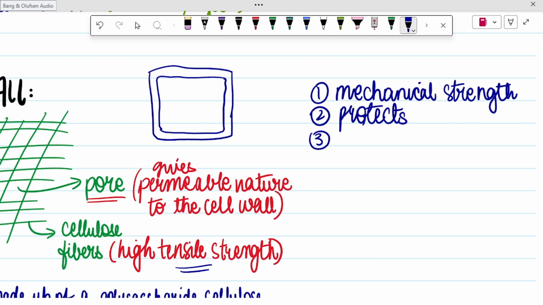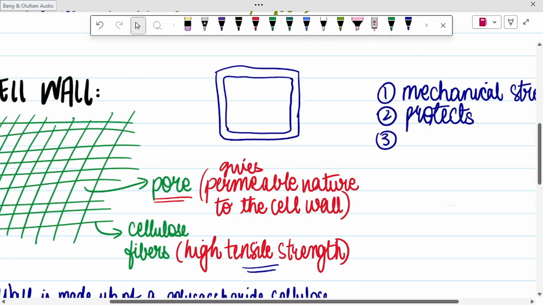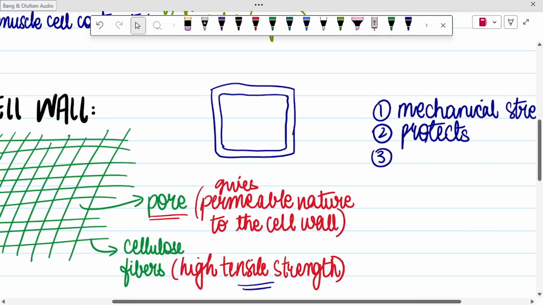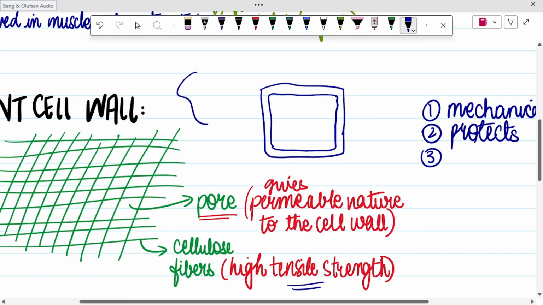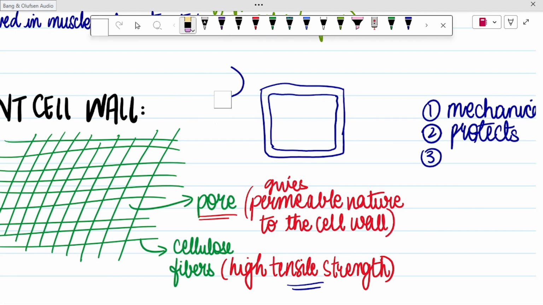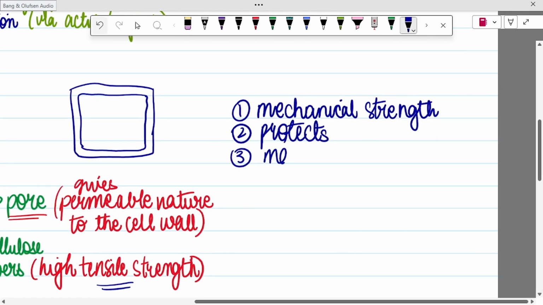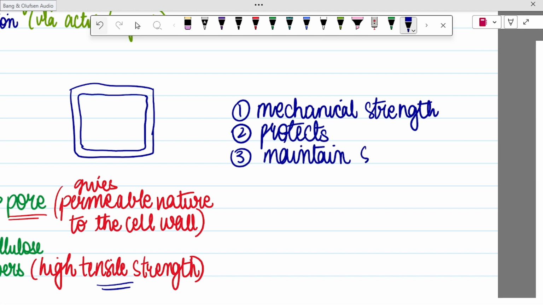The third function is it maintains your plant cell shape, which is why आपके जो plants हैं, जब भी आप इनका electron micrograph देखोगे, आपको एक proper arrangement में नजर आएंगे, regular arrangement में नजर आएंगे. Whereas your animal cell, they have an irregular arrangement due to the absence of your cell wall. So they provide या फिर they maintain plant cell shape.